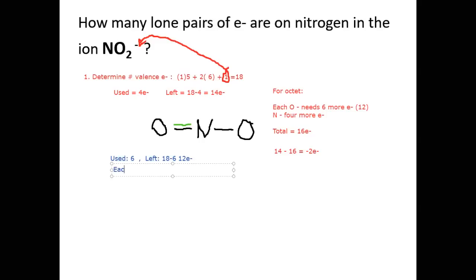So let's see. The oxygen with the double bond needs four more electrons. The oxygen with the single bond needs six more electrons for an octet. And then nitrogen needs two more electrons. That's a total of 12 electrons. So we have 12, we need 12, our balance is zero. So we can go ahead and add them in as lone pairs. You just have to make sure they're distinguishable lone pairs.